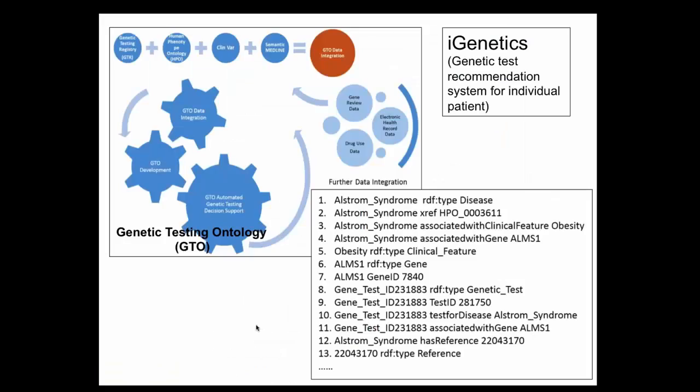So the next project I want to introduce to you is one of the ongoing projects we are working on right now. We call it iGenetics. This is still based on data integration efforts. iGenetics is a genetic test recommendation system for the individual patient. This actually started from my work at Mayo Clinic, where we had conversations with the clinicians at Mayo.